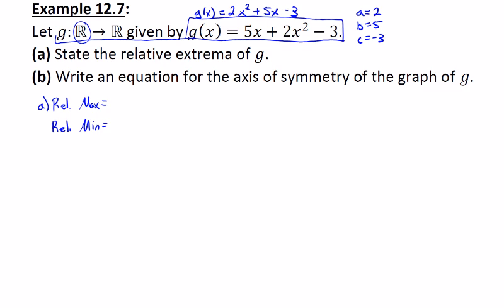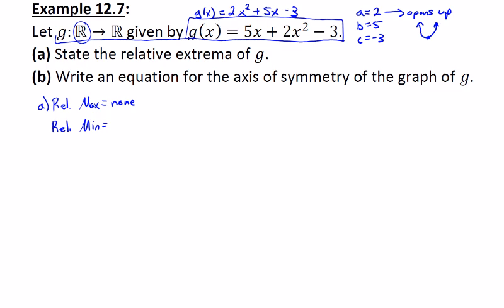So because the a value is positive, that tells me that my parabola is going to open up. And if I know that it opens up, then my vertex has to represent a relative minimum. So there is going to be no relative maximum here, and I just need to calculate where the relative minimum is. We have two options. We can either complete the square to turn it into vertex form, or we can calculate the vertex directly using theorem 12.2. I'm going to choose to use theorem 12.2 since we just talked about it.